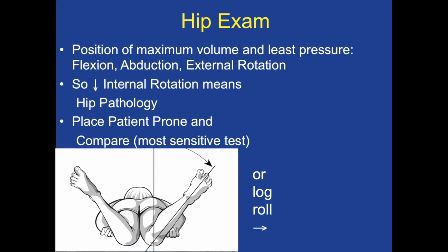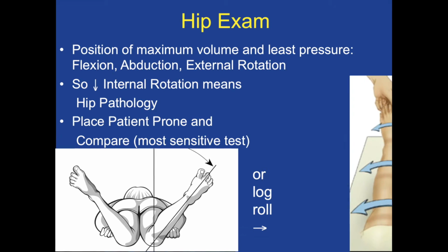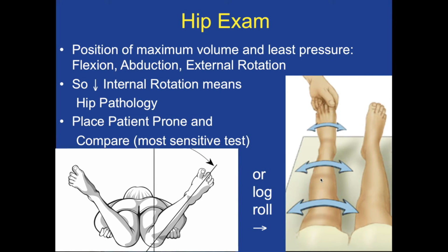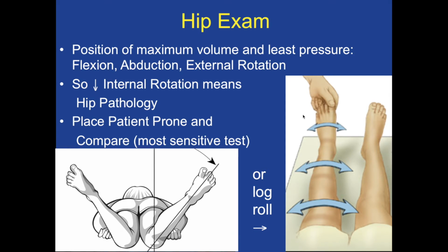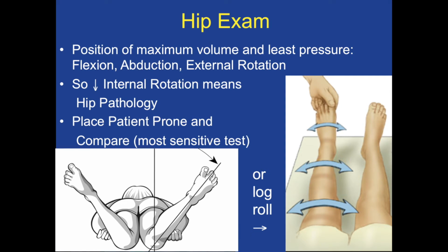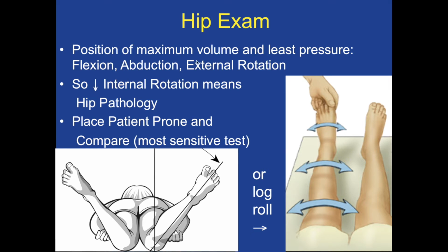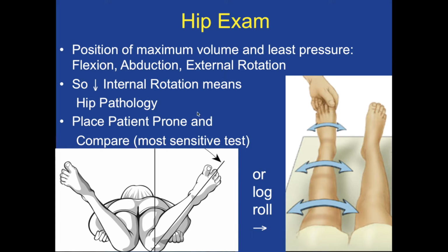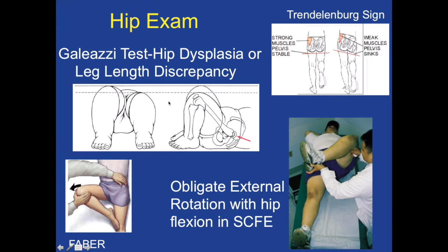Sometimes it can be confusing, so another way to do it is called log rolling, where you have the patient supine and you simply take the foot and you internally rotate it or you externally rotate and see if there's pain. Again, this is more sensitive, although sometimes you can forget which is internal and external rotation. So again, maximal position, decreased internal rotation means some sort of hip pathology. That's true both in the adolescent and in the adult.